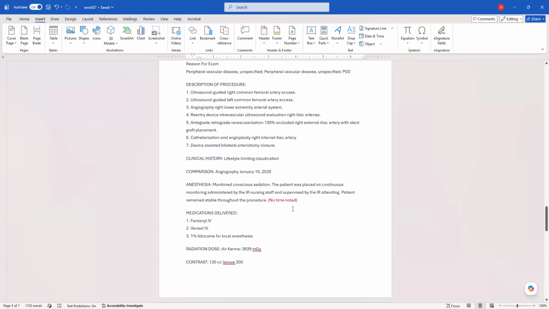So here in this procedure, again, we have a procedure with 2 access sites. Now we're looking at an arterial procedure. We just looked at a venous. And so we see angiography of the right lower extremity.